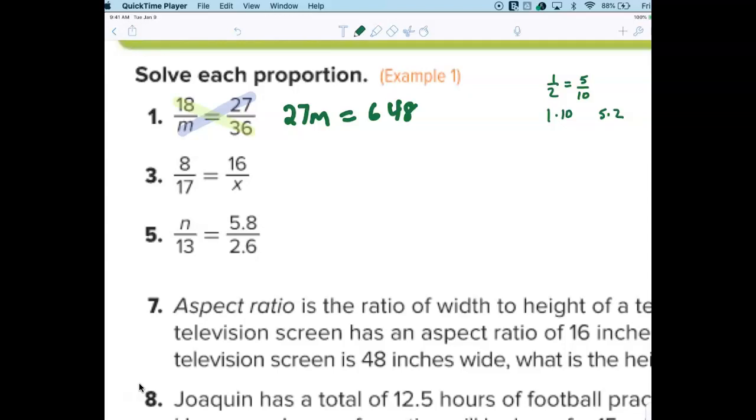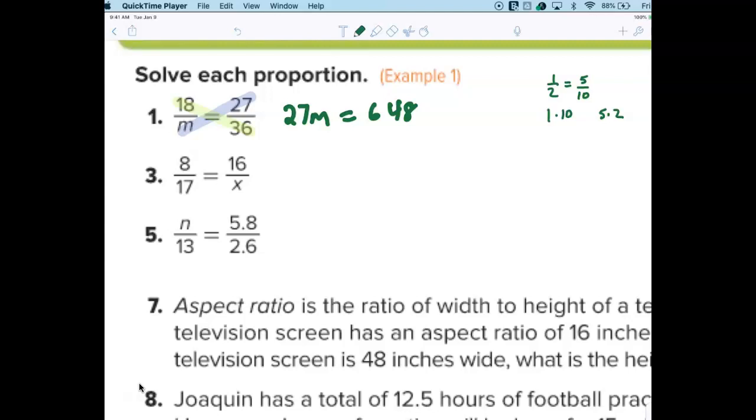If you were to multiply m times 27, that's the same as what? 36 times 18. So that's where the cross multiplying came in. Everybody agree with that? Now, if we want to solve for this letter, what do we have to do? Divide. That's why they call it cross multiply and divide. That's what the rule is.